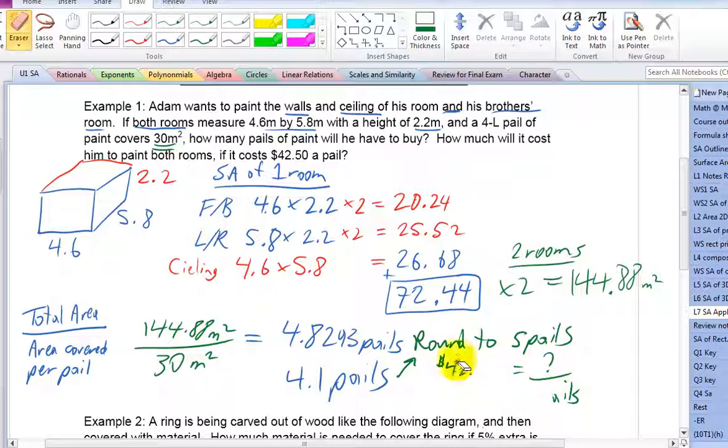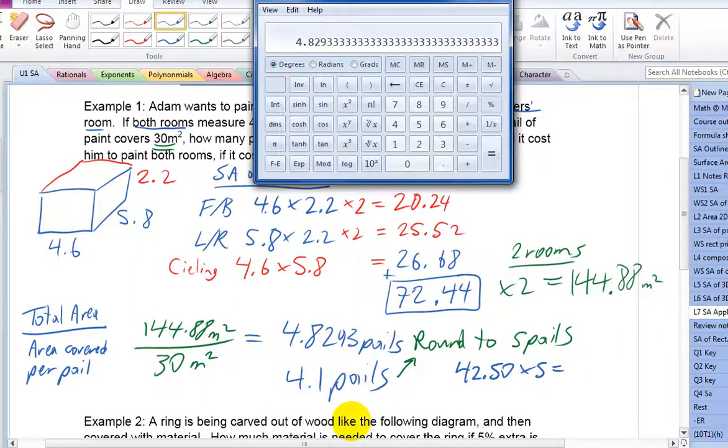Okay? So you got to round to 5 pails. And so for our math, it would be $42.50 times 5 would equal our total.